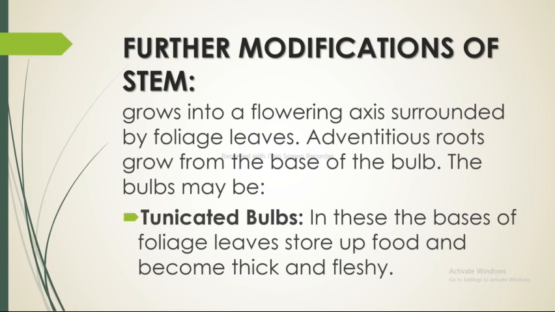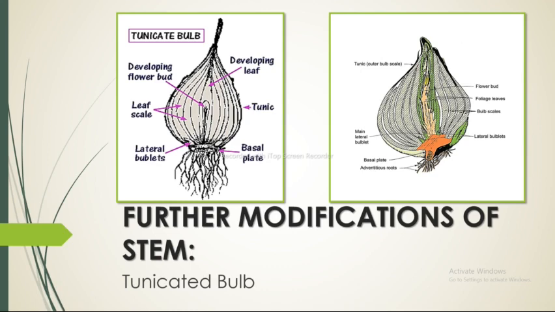The bulbs may be, the first are tunicated bulbs. In these, the bases of the foliage leaves store up food and become thick and fleshy. So further modifications of the stem, this is tunicated bulb. In the tunicated bulb, you can see in this diagram, this is developing flower bud and this is leaf scale. These are lateral bulblets. This is the developing leaf. This is tunic and this is the basal plate.